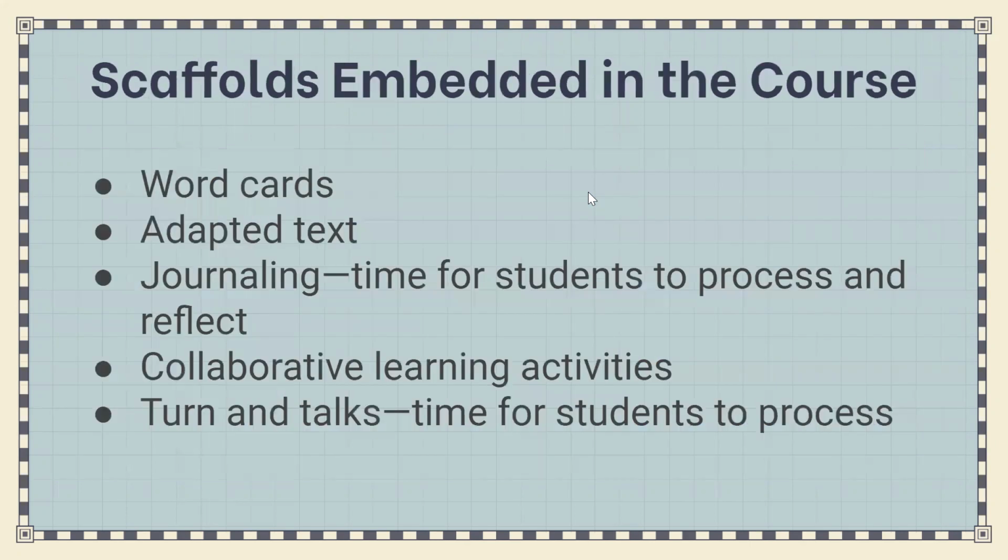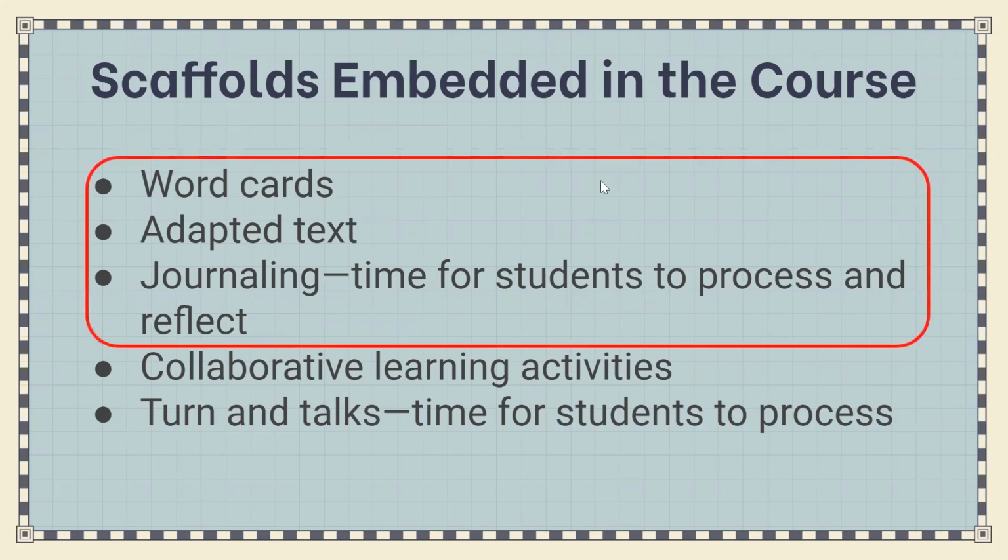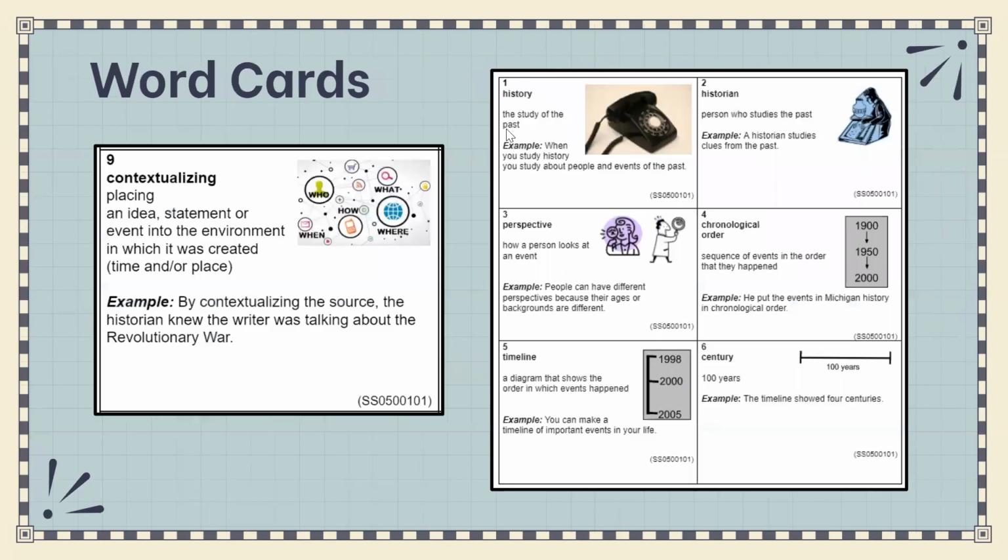So there are scaffolds embedded throughout the course that I just wanted to draw your attention to. You see them all on the screen here, and I'm going to specifically show you some examples of a few of them. We're going to focus today just on word cards, adapted text, and journaling. Collaborative learning activities are a really important part of the course, and they're built throughout, as well as turn and talks, giving students time to process. Because we think you're probably more familiar with those, we wanted to dive into the top 3 so we could show you some examples.